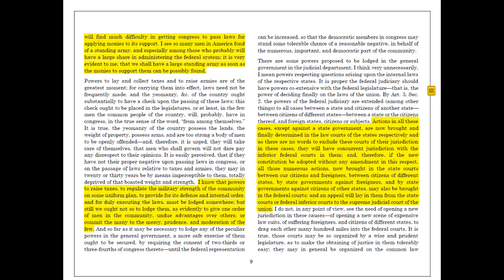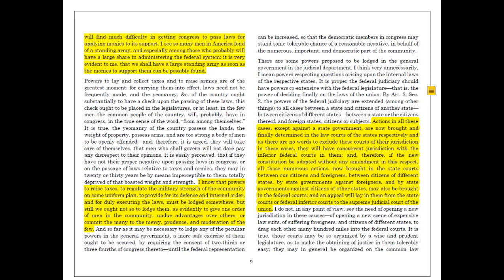Actions in all these cases, and he's just got done listing those jurisdictions that the Constitution allows. He says, actions in all these cases, except against a state government, are now brought and finally determined in the law courts of the states respectively, and as there are no words to exclude these courts of their jurisdiction in these cases, they will have concurrent jurisdiction with the inferior federal courts in them, and therefore, if the new Constitution be adopted without any amendment in this respect, all those numerous actions now brought in the state courts between our citizens and foreigners, between citizens of different states, by state governments against foreigners, and by state governments against citizens of other states, may also be brought in federal courts, and an appeal will lie in them from the state courts or federal inferior courts to the Supreme Judicial Court of the Union.